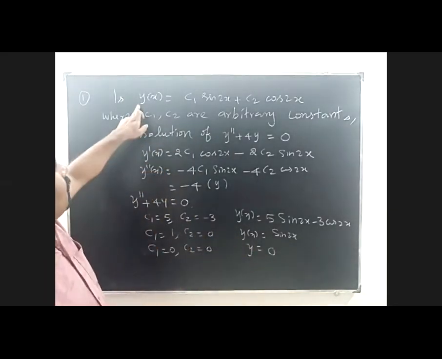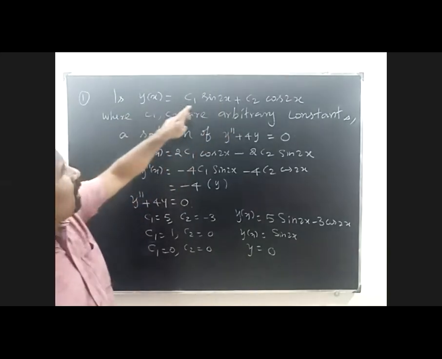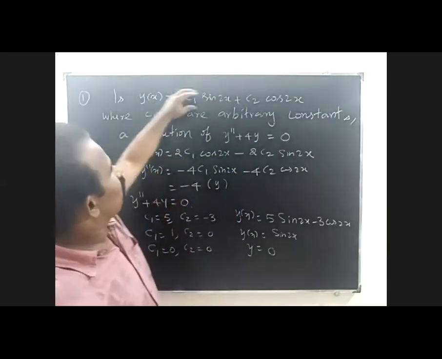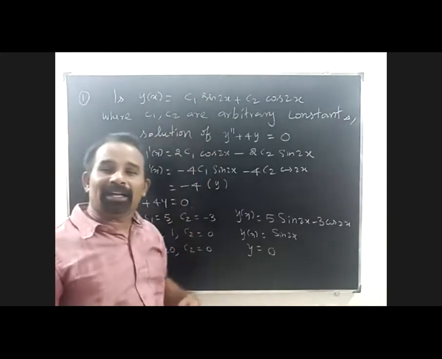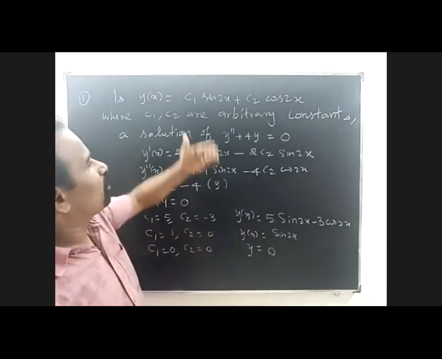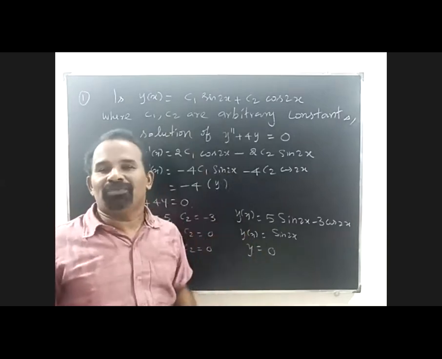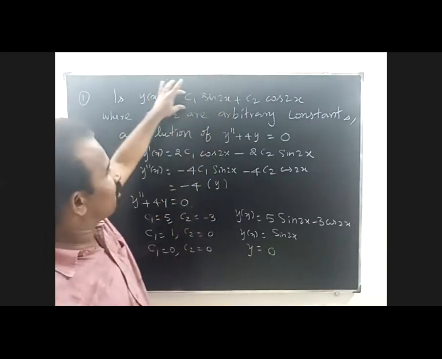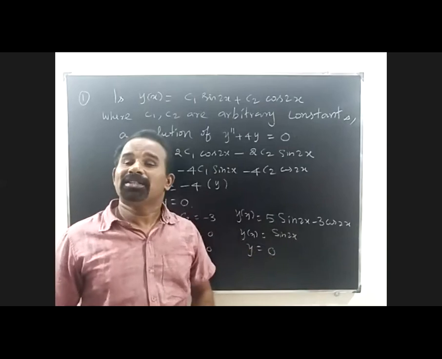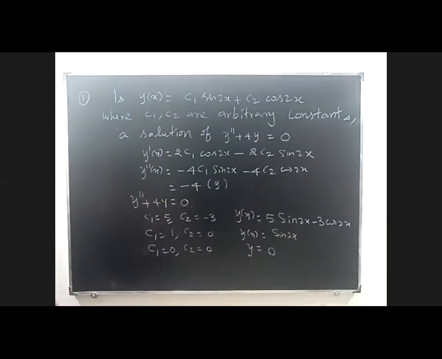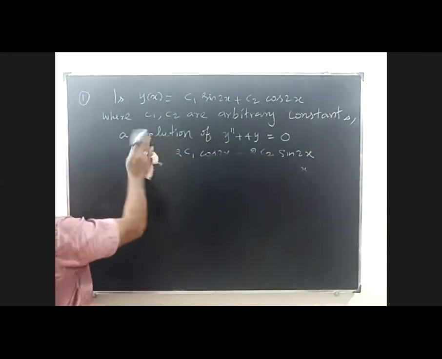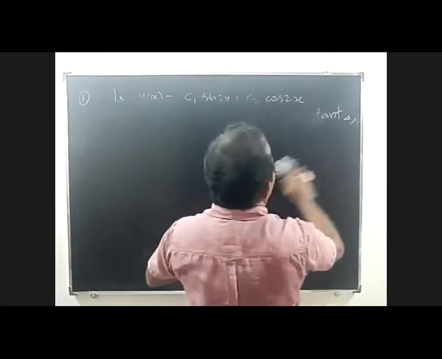Okay, again, this general solution looks like a single formula. From this single formula we can get many solutions by substituting different values of C1 and C2. So we can also call this a single formula for the general solution of this differential equation. Okay, now, this problem has infinite number of solutions.